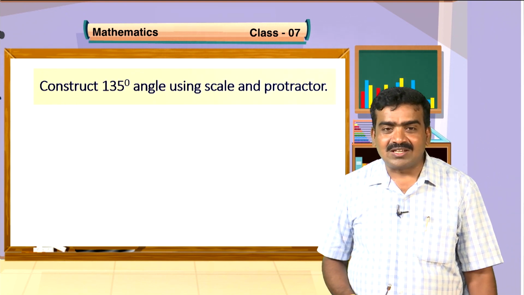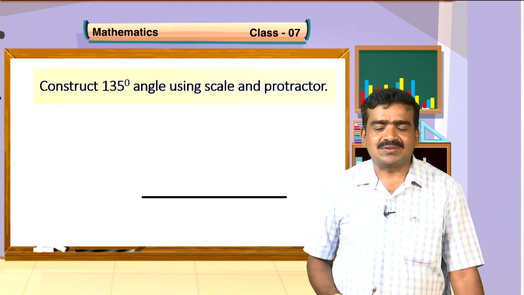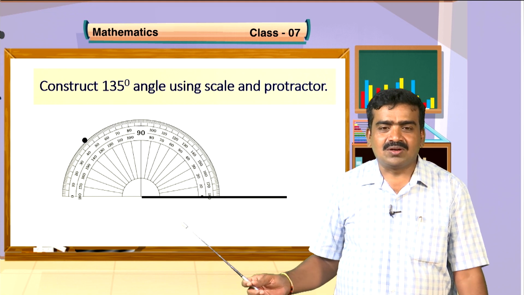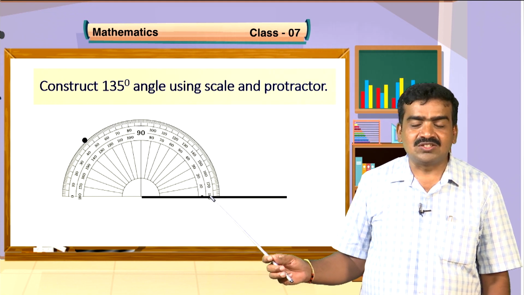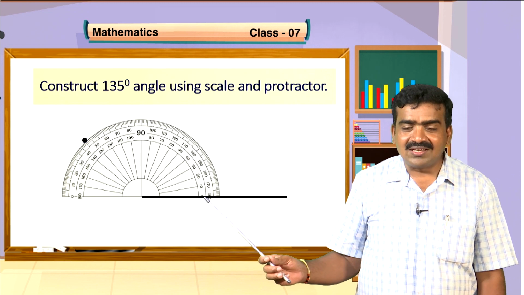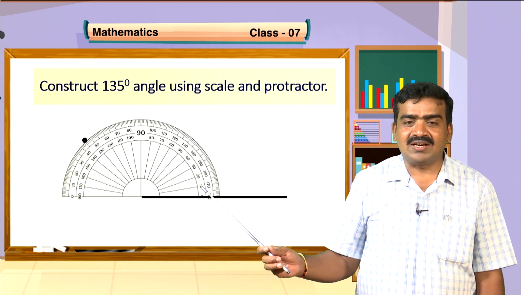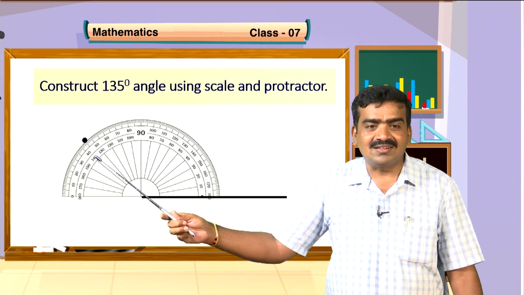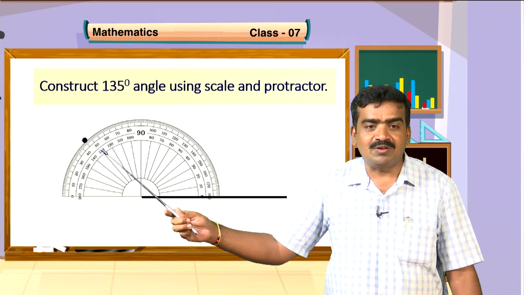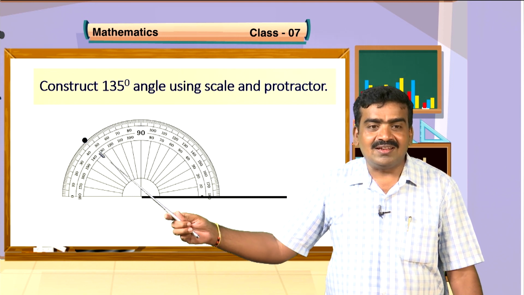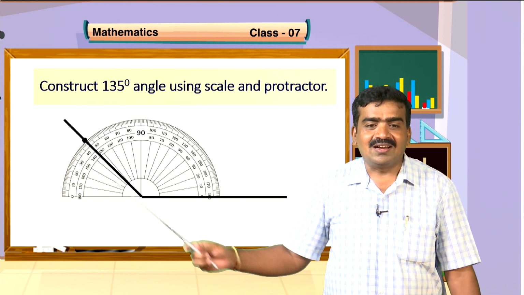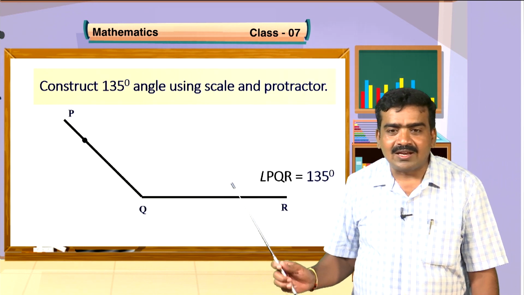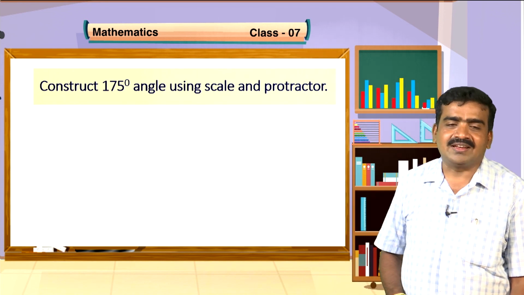Shall we construct a 135 degree angle? Yes, my dear student. So, keep the protractor like this, then take the measure. So, how do we have to take the measurement? Yes, you are right. We have to count the numbers 0, 10, 20, 30, up to 90, 100, 110, 120, 130 and 135 degree. It should lie between 130 and 140. Now, mark the point like this and draw the line. You will get the angle 135 degree. Therefore, angle PQR measures 135 degree.